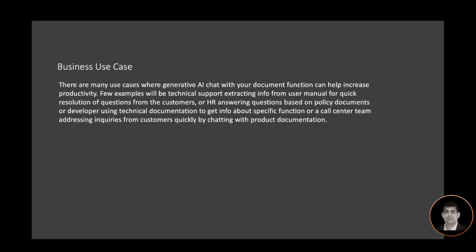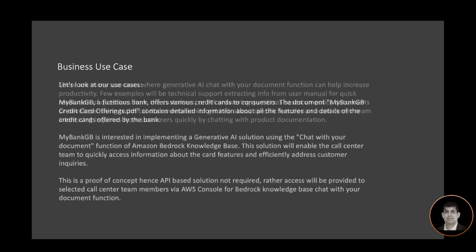There are many use cases where the generative AI chat with your document function can help increase productivity. A few examples will be technical support, extracting info from a user manual for quick resolution of questions from customers, or HR answering questions based on a policy document, or a developer using technical documentation to get info about a specific function, or a call center team addressing inquiries from customers quickly by chatting with product documentation.